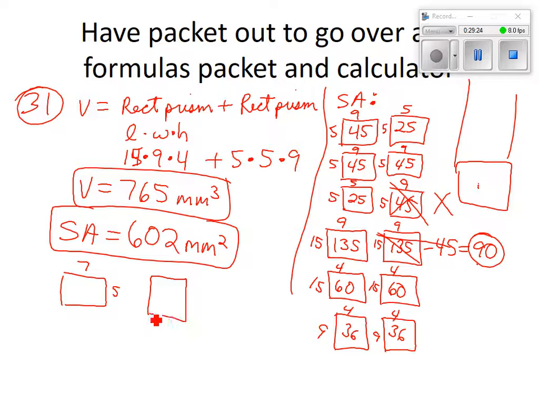Let's not do 7 and 5. Let's do... trying to get something here that's basically the same. It's not that you have more living space, it's just better set up. Does that make sense?